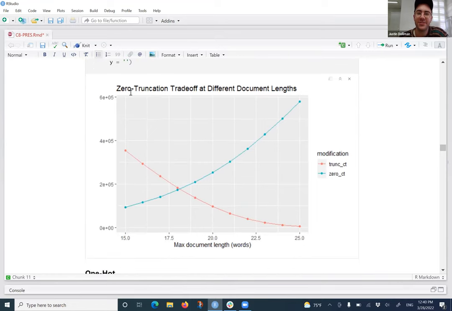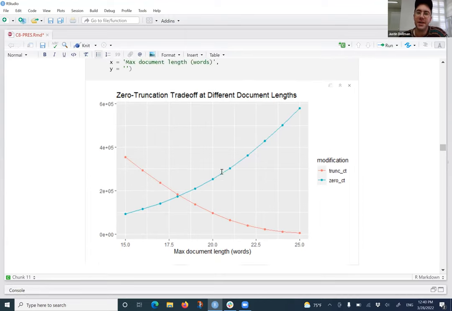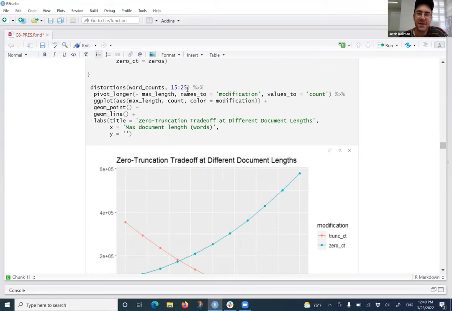This is what I call the zero truncation trade-off, at different document lengths. Notice these are pretty big numbers. There's 600,000 right there. You can see that as the document length goes up, the number of words we're truncating goes down, but the number of zeros we're introducing goes up. And so I think that they made it 30.